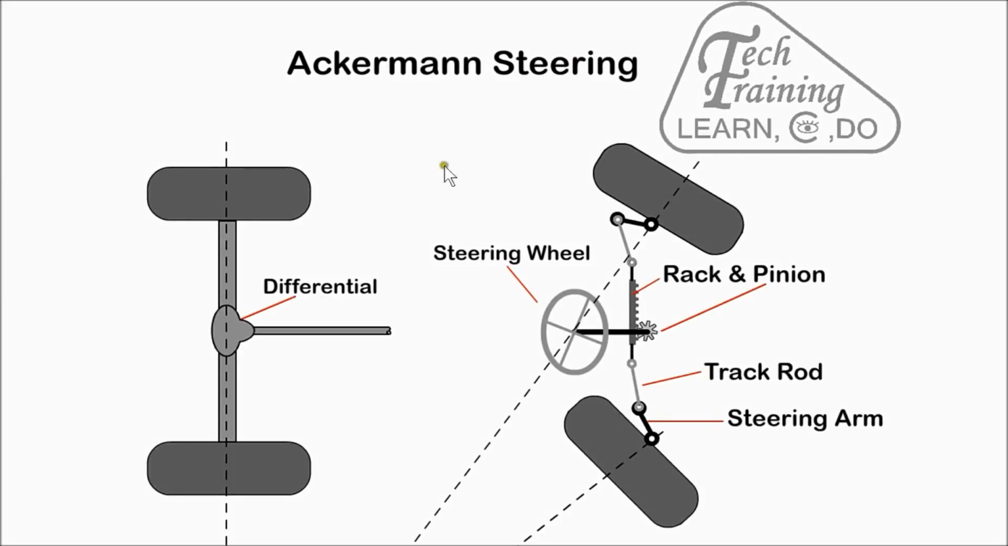The Ackerman steering, designed in the 1800s by Rudolf Ackerman and still in use today, allows the outer front wheel to turn in a wider circle than the inside wheel. The steering wheel is connected to the rack and pinion, which moves the wheels via the track rods. The track rod is connected to the wheel with the steering arm.